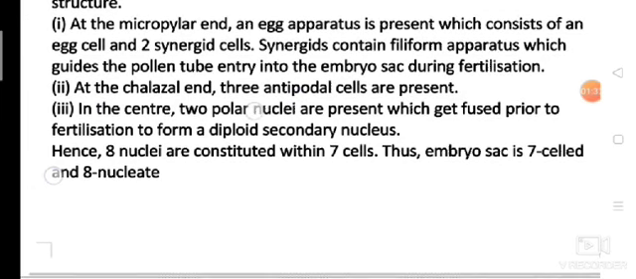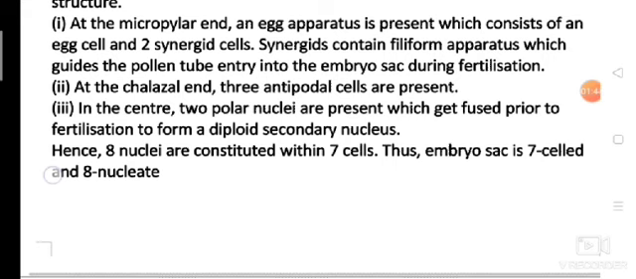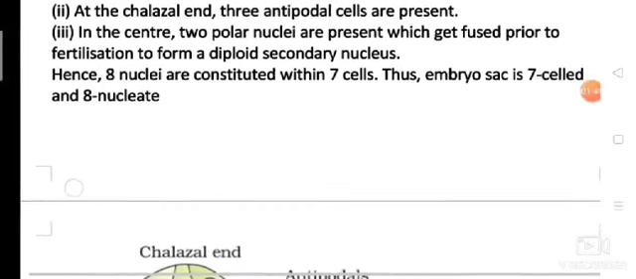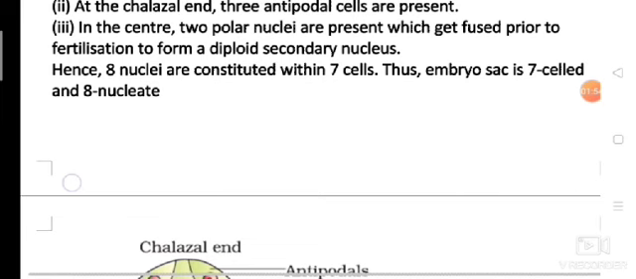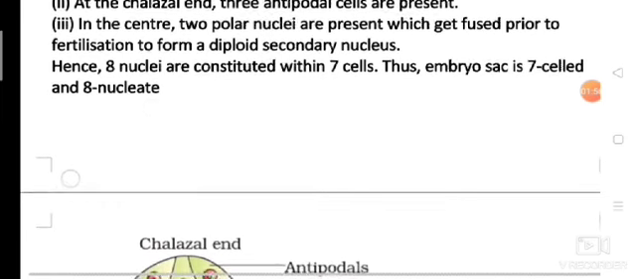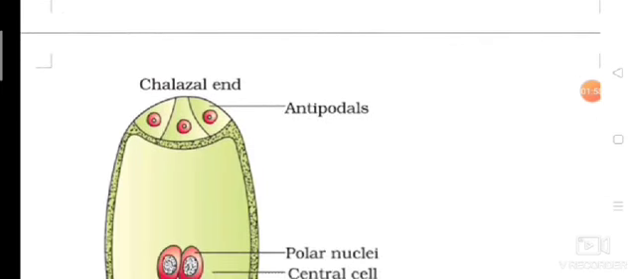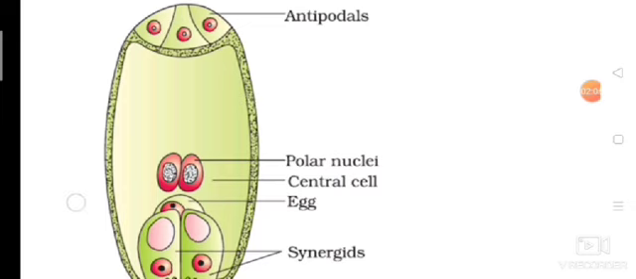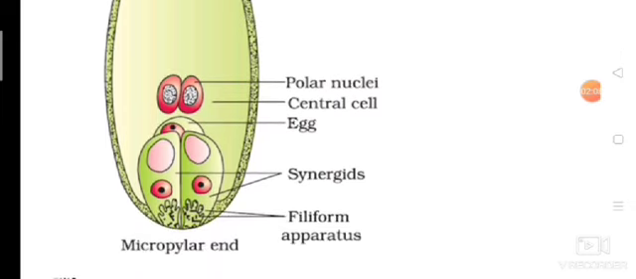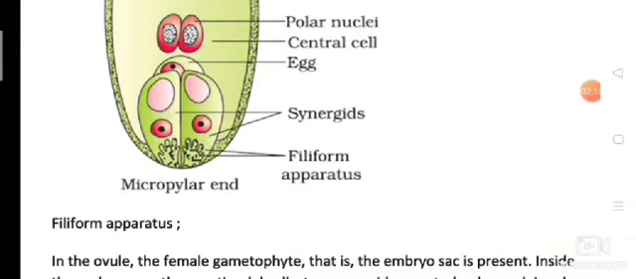In the center, 2 polar nuclei are present which fuse prior to fertilization to form a diploid secondary nucleus. Hence, 8 nuclei are constituted in 7 cells. Thus, the embryo sac is 7-celled and 8-nucleate. See the picture. At the chalazal end, the 3 antipodals, the 2 polar nuclei, the central cell, the egg and 2 synergids with the filiform apparatus at the micropylar end.